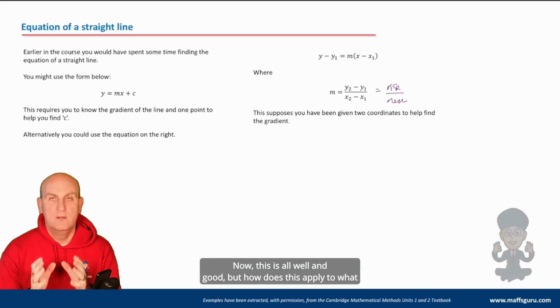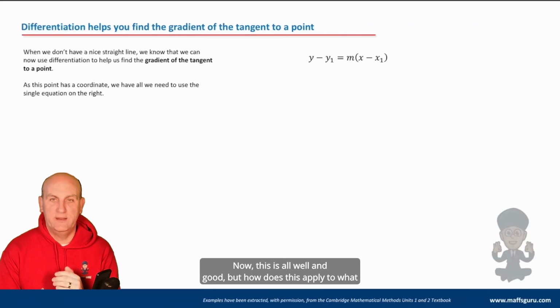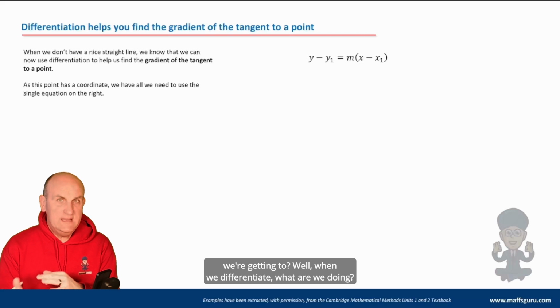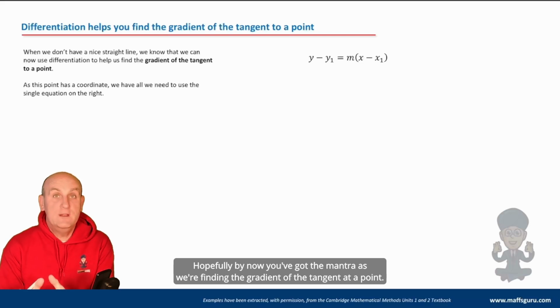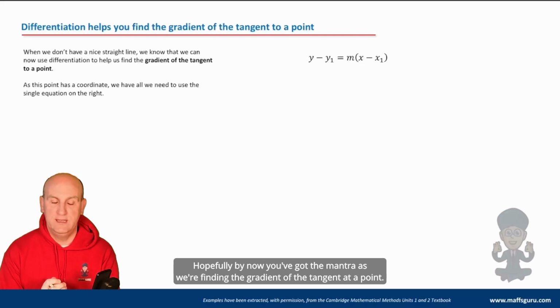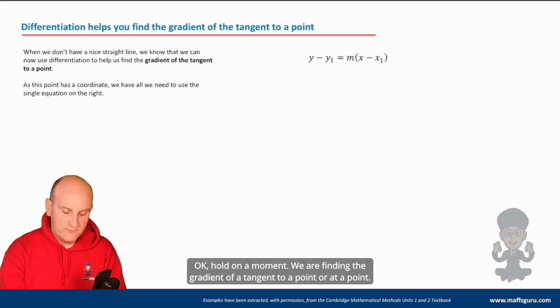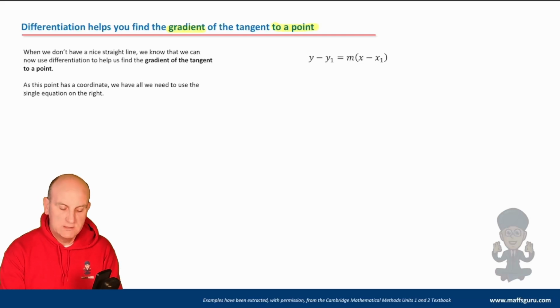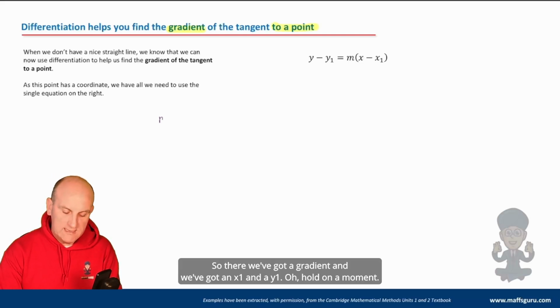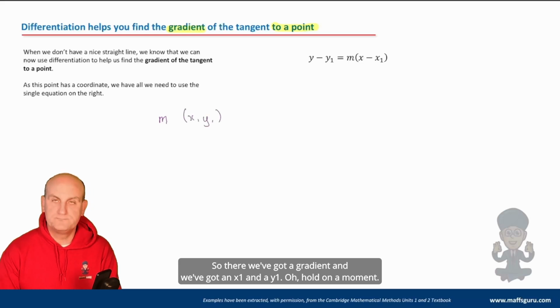Now, this is all well and good, but how does this apply to what we're getting to? Well, when we differentiate, what are we doing? Hopefully by now you've got the mantra: we're finding the gradient of the tangent at a point. We are finding the gradient of a tangent to a point, or at a point. So there, we've got a gradient and we've got an x1 and a y1.